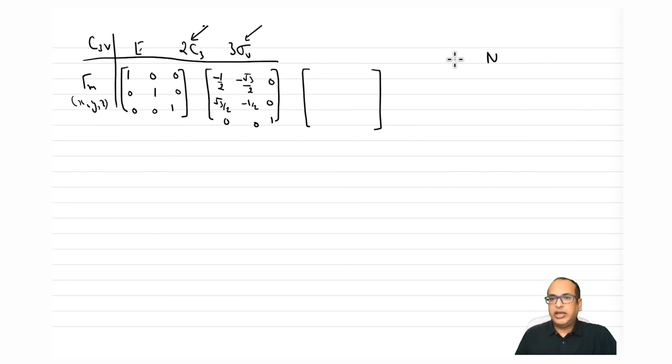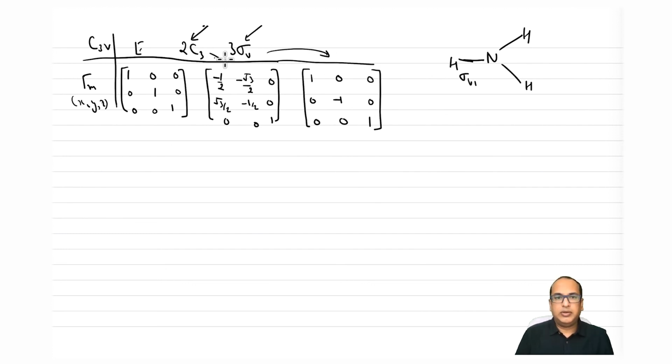Remember that we discussed that sigma V1 lies along the YZ plane, so it will be easier to write for this one than for the other 2 sigmas, right? So we'll just write for sigma V1, and then we'll work with trace. So now this will be 1 0 0, 0 minus 1 0, and 0 0 1. I'm not writing for the other 2 sigmas because the trace is going to be the same for those 2 sigmas.